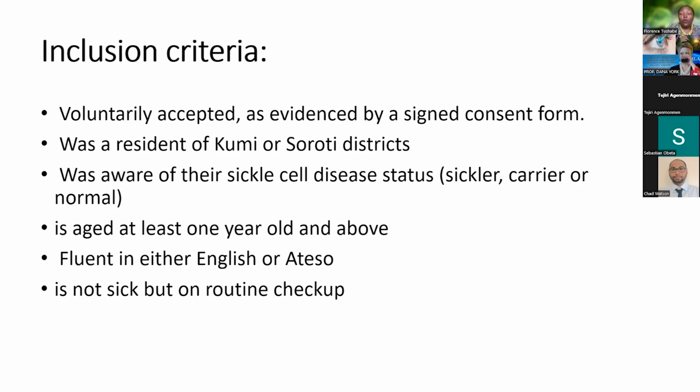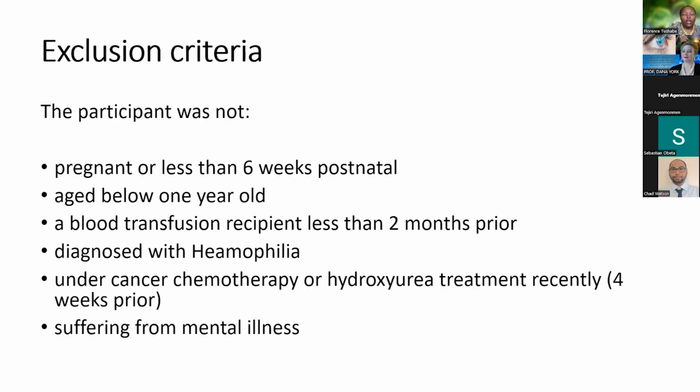Then we needed people who were aware of their sickle cell status. Why? Because we are going to use screening methods, not the confirmatory methods. So we needed people who are aged at least 1 year and above, and who were fluent in either English or Ateso languages, and who were not sick, because we didn't want to interrupt people's treatments to come and give us blood samples for research.